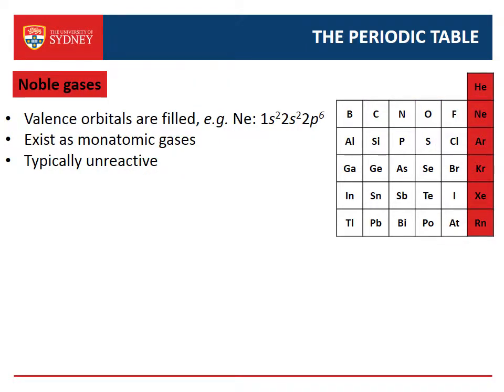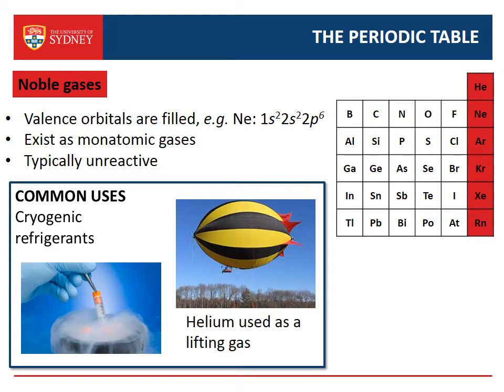Finally, we come to the very last column of the periodic table, the noble gases. All these elements have completely filled valence orbitals. For example, neon has an electron configuration of 1s2, 2s2, 2p6. These elements exist as monatomic gases, and they're typically very unreactive because they have no need to gain or lose or to share electrons. Because the noble gases have very low boiling points, they're commonly used as cryogenic refrigerants.